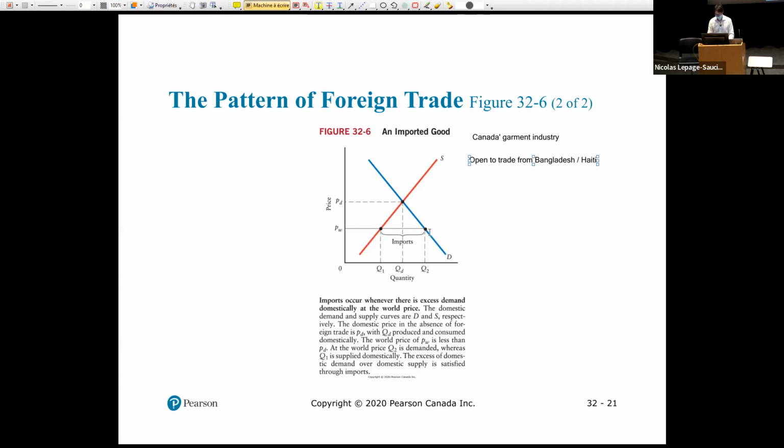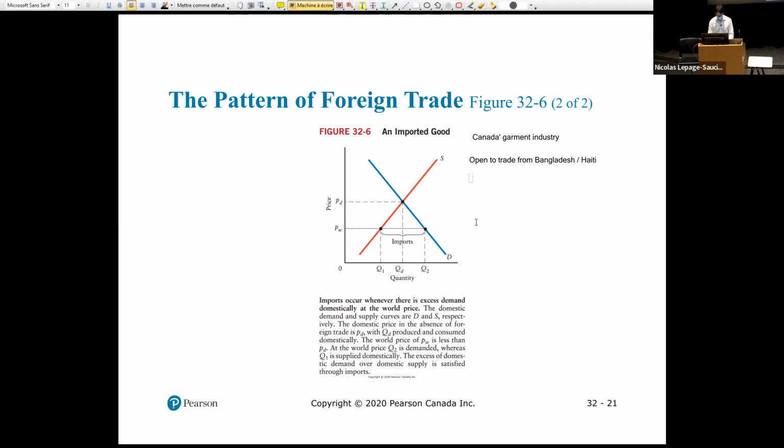And so what is going to happen for the quantity of things we buy in Canada? It's going to increase. Why? Because we before bought local at quantity, and now we essentially can buy whatever we like at price PW.